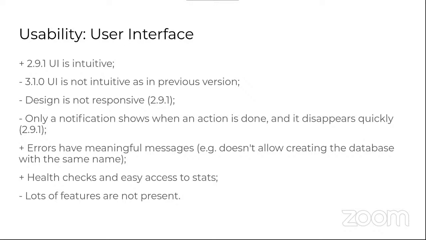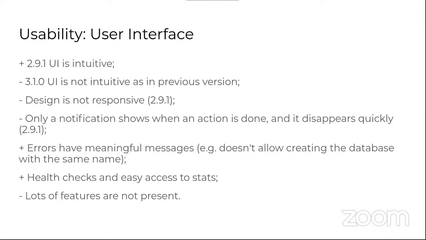User interface. So these are the differences between major versions. Interface version 2.9.1 was really intuitive. But when we tried using 3.1.0, it wasn't intuitive. It probably had more functionality, but we couldn't do a simple task with it. So just stick to the 2.x version.